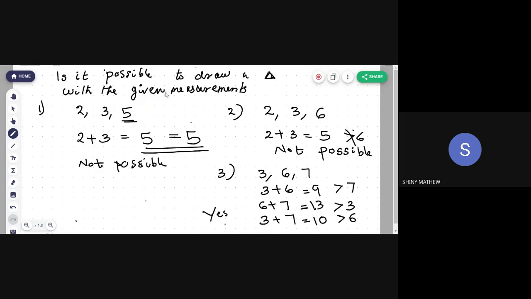So all of you clear? How can we check the three sides? Is it possible to draw that way one triangle or not? All of you clear? Yes, miss.